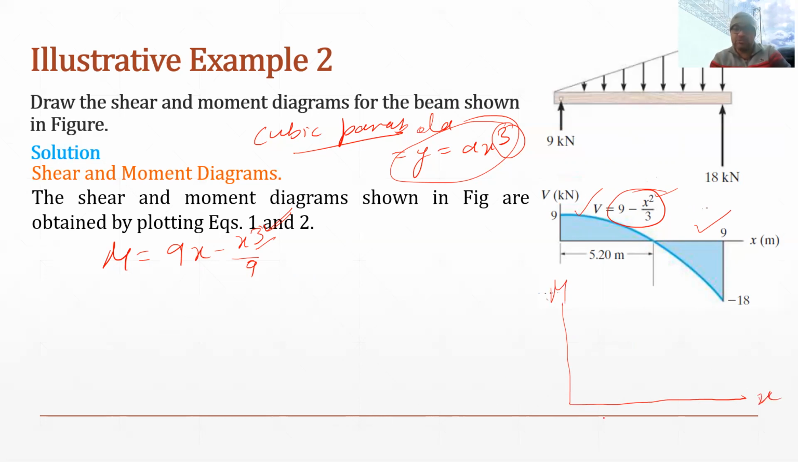When x is equal to 0, we have 0. When x is equal to 1, we get 8.89, which will be somewhere here. Similarly, when we have 2, it will be something here. Putting all the values, we will get ordinates in this order. When we join all the points, we get a curve which is known as a cubic parabola. So this curve is for the bending moment. Now I will show you the bending moment diagram.